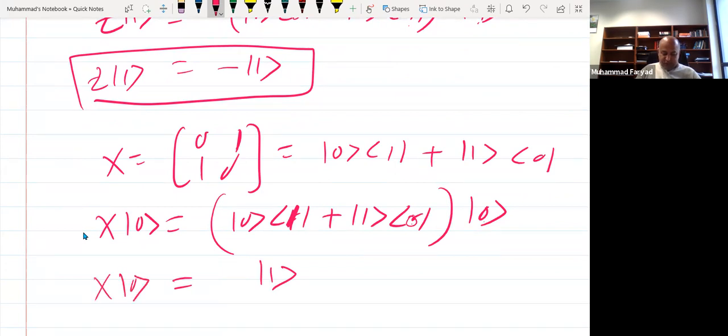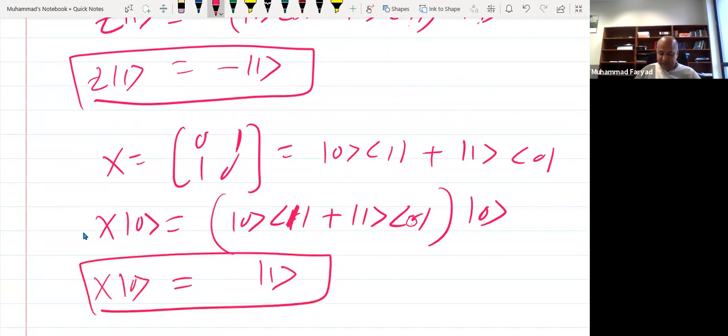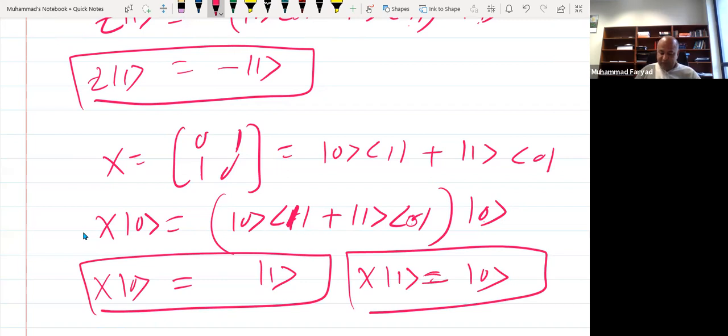So X on |0⟩ is |1⟩, and I hope you can now quickly see that when X is applied to |1⟩, I get |0⟩. This is already encoded in this form. It's a bit harder to see this from matrix notation, and easier to see from Dirac notation that 0 goes to 1 and 1 goes to 0.